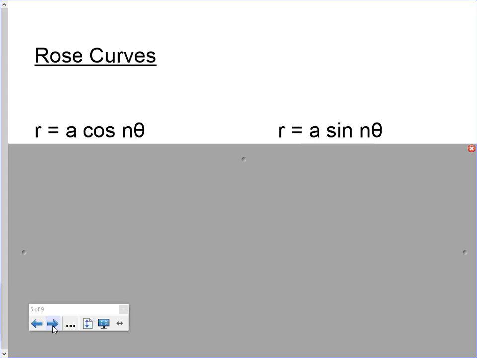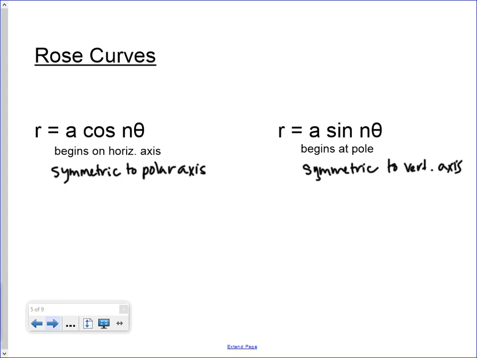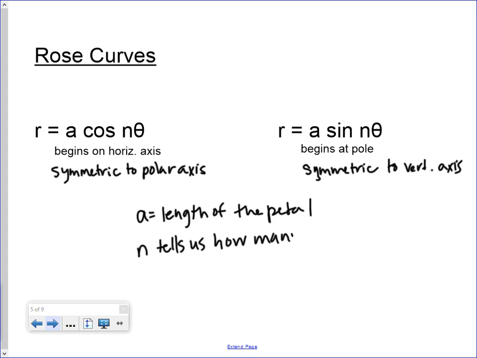Okay, so I have a couple things that I have up here. Cosine theta begins at the horizontal axis. Sine theta begins at the pole, and I'm going to come back and talk about those. Those have to do with our zeros. But then we should add the things that we got from Mason, Jennifer, and Lily. We should say cosine theta is symmetric to the horizontal axis, or polar axis. And sine theta is going to be symmetric to the vertical axis. For both of them, A is equal to the length of the petal. And N tells us how many petals there are. We should write the 2 rules for N.